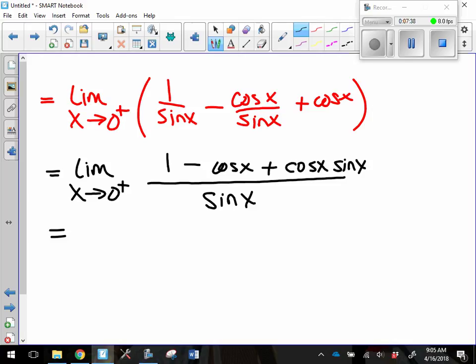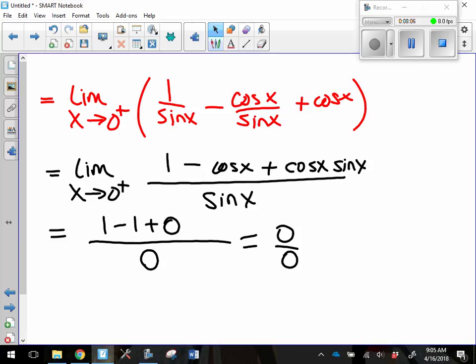And then after I've done some manipulation, which is what we just did, what do I do again? Plug back in. Okay, so that's going to give me 1 minus, what's the cosine of 0? Because sine of x is 0, and then what do I get in the denominator? 0. So this is going to give me what? 0 over 0, which is not an acceptable answer, but a good thing, because what can I apply now? L'Hopital's rule. Okay.